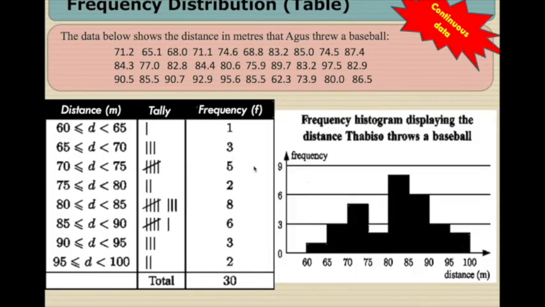Then we can generate the histogram. The x-axis, of course, is the distance in meters, and the y-axis is the frequency. So for example, if we take a look at this particular interval, the one there, the height corresponds to the frequency. There you go.